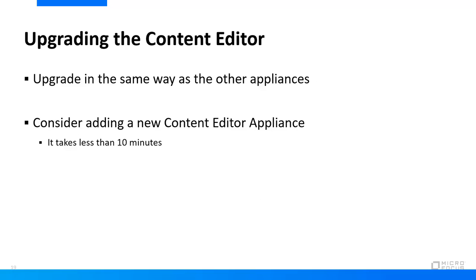As far as the content editor is concerned, that's upgraded in exactly the same way. You just take that second disk, add it to the appliance and bring it up. But do consider adding a new content editor appliance on the old IP address. It's very quick and easy to do, it takes less than 10 minutes to add into the system. So you may want to do it that way instead of upgrading the existing environment.